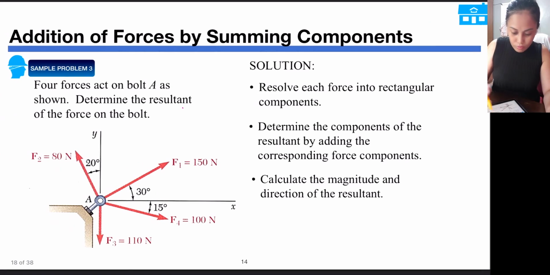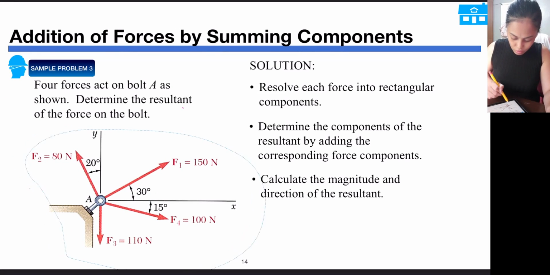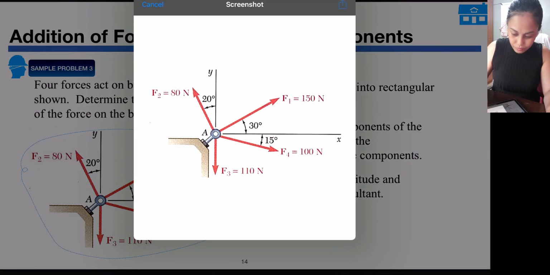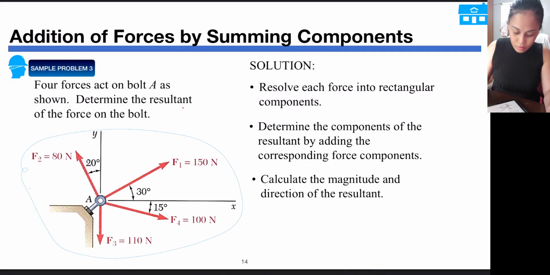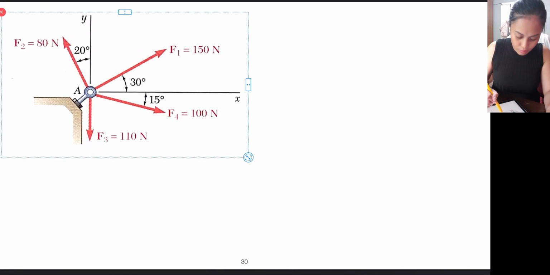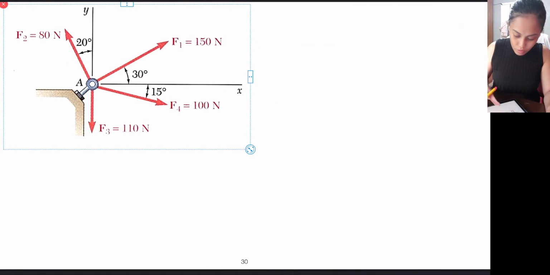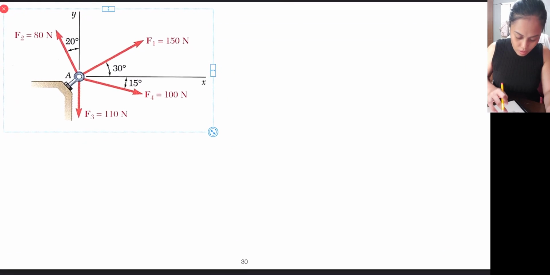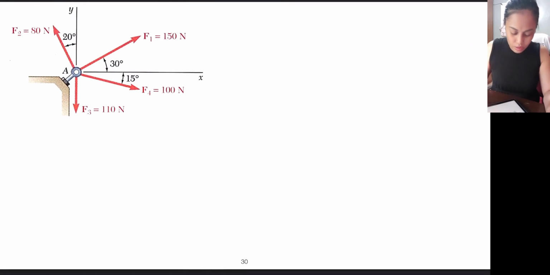So, to solve this using rectangular components, this is the solution. How do we solve this? Okay, so this is the figure. We have four forces acting on a single bolt at point A. We will solve for its resultant force. So these are all the given.